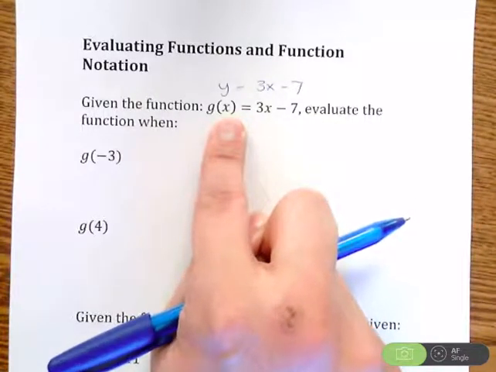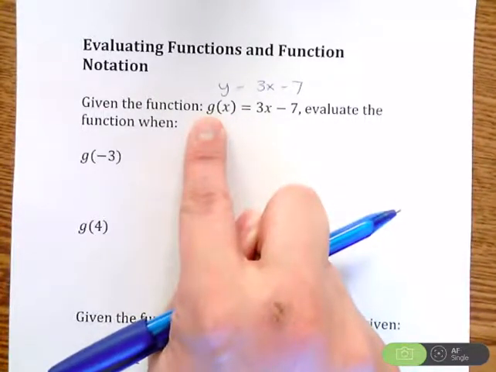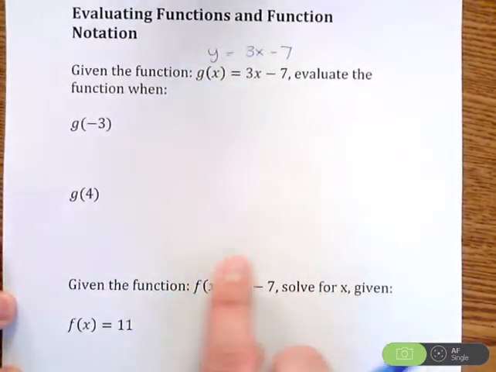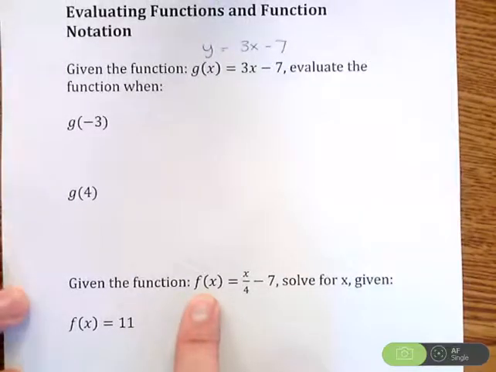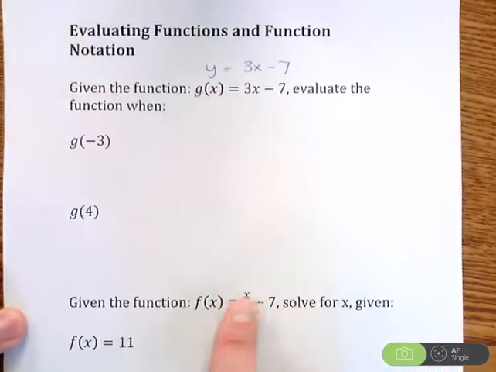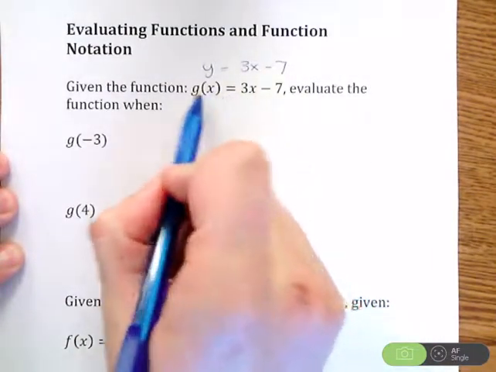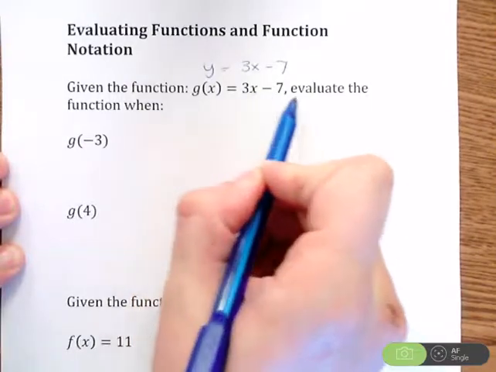So what's going on is this g, this letter, that's just giving it a name. So this function is my g function. Like down here, I have an f function. So it's just a way to name each equation and each function, just like how you and I both have a name as well. The x is just showing, hey, here's what the variable or independent variable in the function is. Okay, so this is what we call function notation. So this is my g function, 3x minus 7.